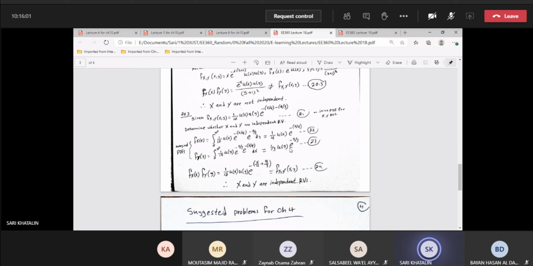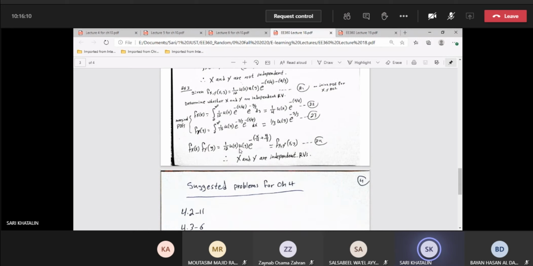Now we have all the information we need. We have the marginal PDFs, and the joint PDF is already given to us. If we take these two marginal PDFs and multiply them by each other, we will end up with the same expression right here in 21, which is the joint PDF, which means in this case X and Y are independent. Okay.